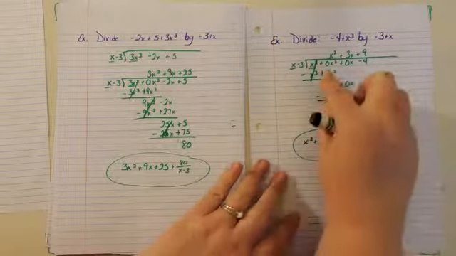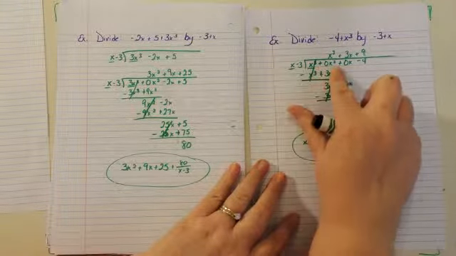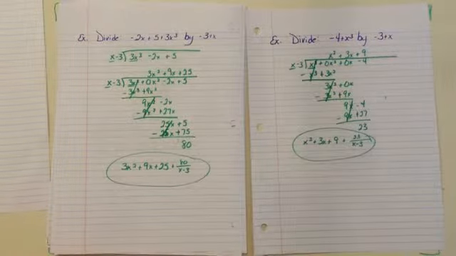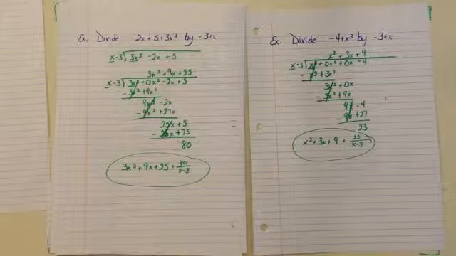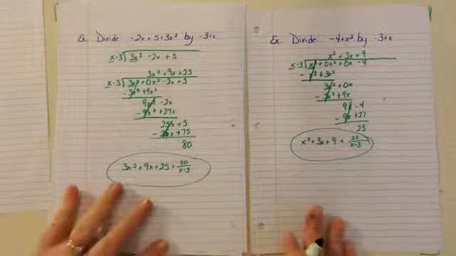Okay, don't forget your placeholders here. If there isn't a square and an x, you need to put in placeholders there and bring those down. Okay, that is it for that lesson.